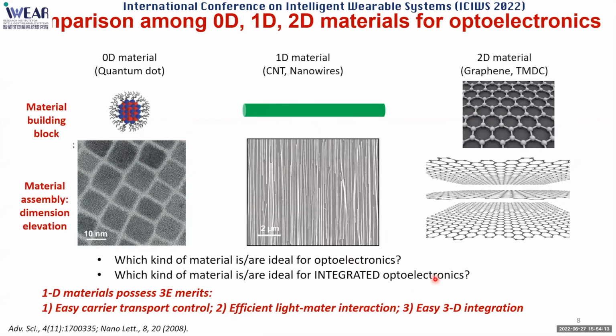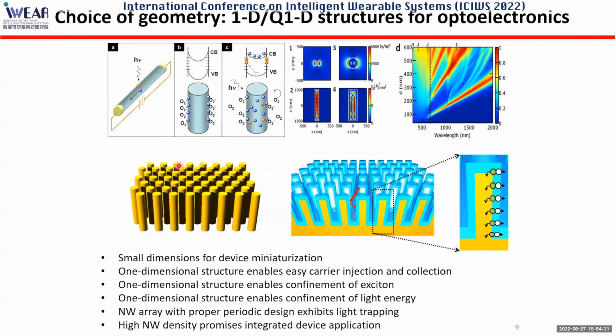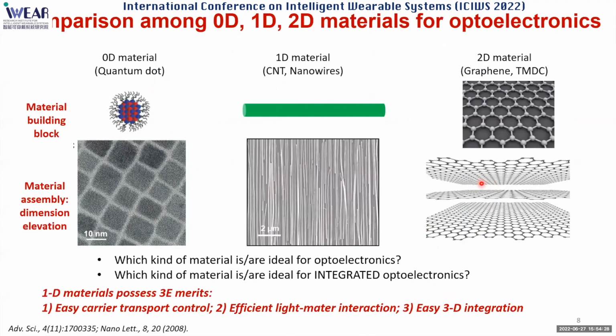The third one is the easy 3D integration. So I'll explain to you what is the 3D integration of a 1D material, right? So this is a 3D integration, right? You put all the material vertically and assemble them together, you get a 3D array. So what about the 2D material? If you stack them up, then you get graphite, right? This is not very useful, right? And the 3D stacking of the 2D material, research-wise, is still a very challenging topic.